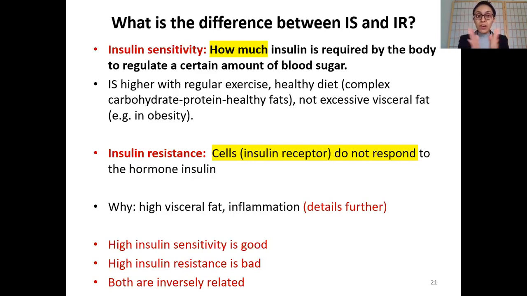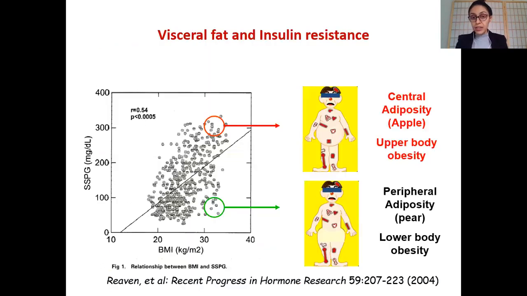So basically, very important to remember that insulin sensitivity and resistance are inversely proportional to each other. Meaning if you have high insulin sensitivity, which is a good thing, you will have low insulin resistance, which is also a good thing. Okay. If it's the opposite, low insulin sensitivity, high insulin resistance, that's a bad thing. All right. That's why both concepts are inversely related.